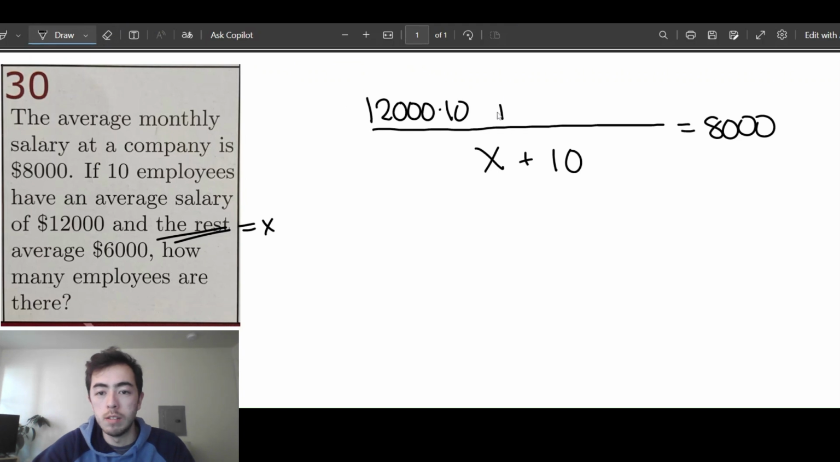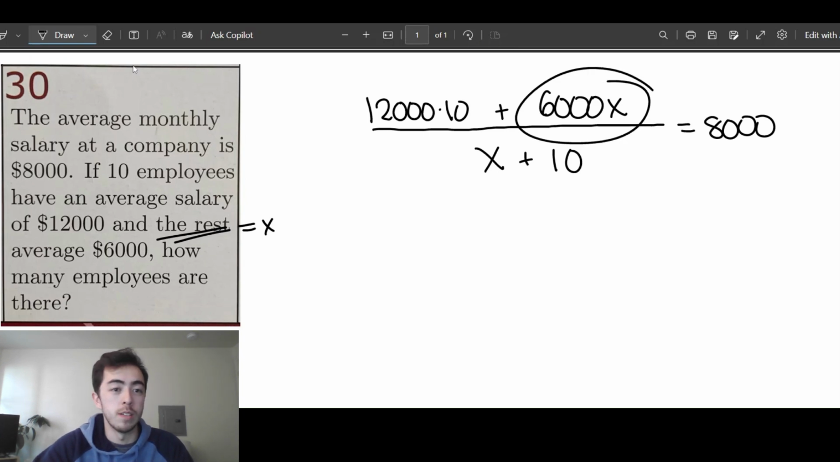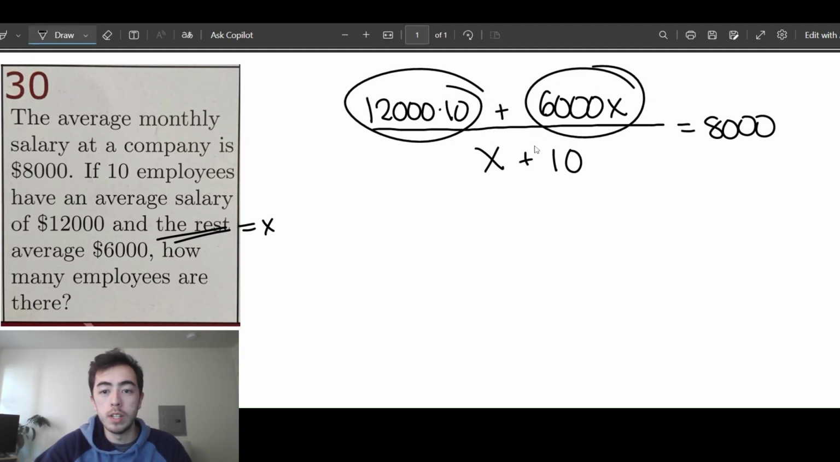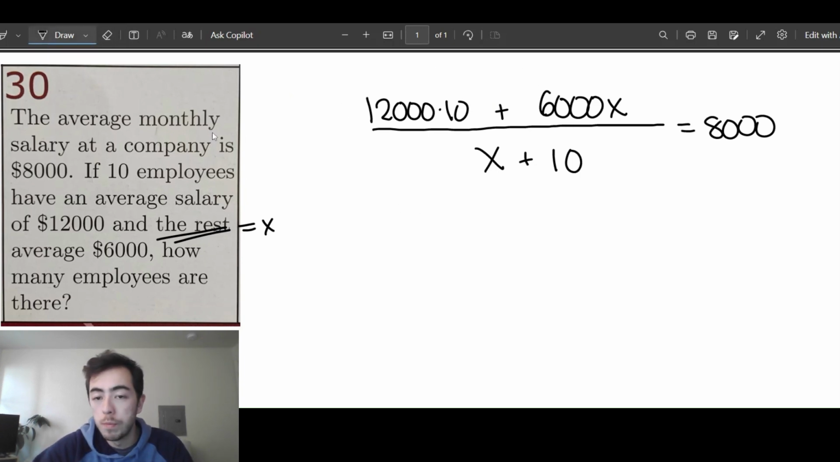And so in the same train of thought, the rest of the employees average 6,000. And so if I do 6,000 times X, that's going to be the total amount of money that they all earn. Now, each of the people could be earning more or less than 6,000, but on average, all of them are earning 6,000 a month. And so doing 6,000 times X totals the amount of money that all of them are earning that month. So all of this money plus all of this money divided by the amount of employees will give me 8,000. Cool. I guess now that I have an equation, I can just solve for X.